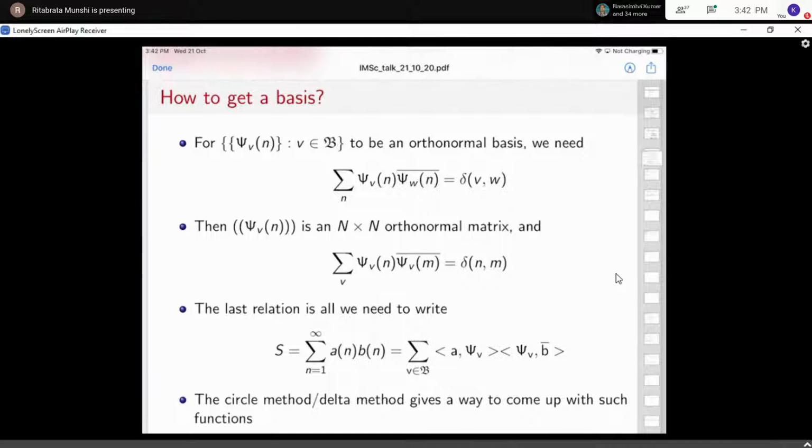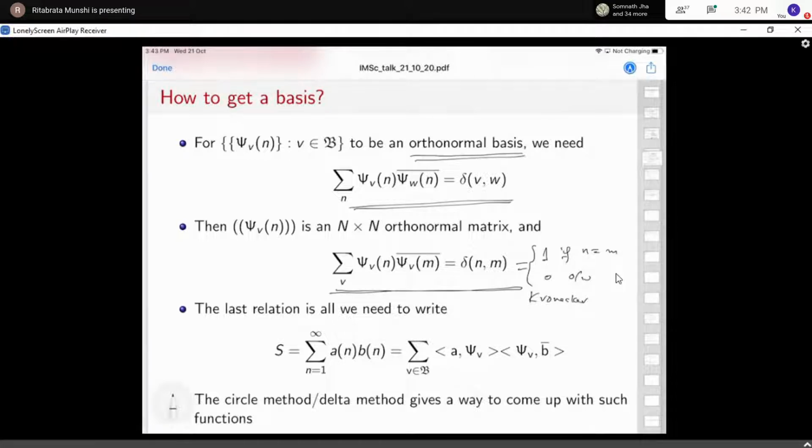Okay, so how to get the basis elements? Of course, this is just basic linear algebra. If you have an orthonormal basis, then this is the relation between the basis vectors, or the corresponding matrix is an orthonormal matrix, and you have this relation. So if you sum over the basis elements of psi v n and psi v m bar, then it is equal to 1 if n equals m and 0 otherwise. So this is the Kronecker delta symbol. Basically this is the relation that is important to us.